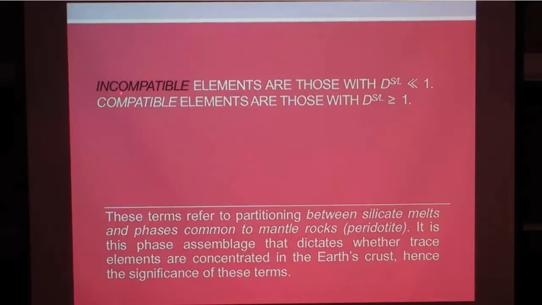Okay, so definition, we define incompatible elements as those with solid-liquid partition coefficients much less than 1. Compatible elements are those with solid-liquid partition coefficients equal to or greater than 1. And this refers to partitioning in the way geochemists typically use this, partitioning between silicate melts and phases common to mantle rocks, in other words, peridotite. And because it's that phase assemblage that dictates whether trace elements are concentrated into melts when the mantle melts and ultimately into the crust.